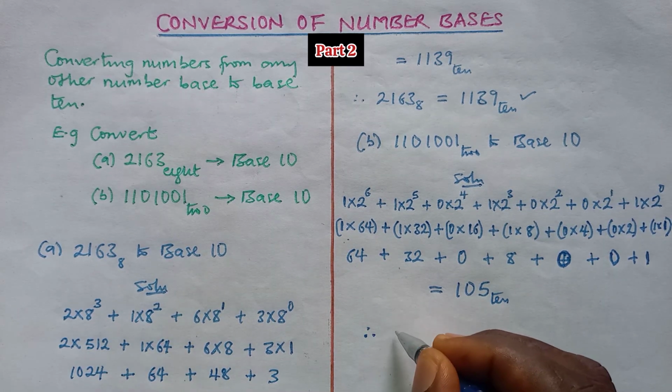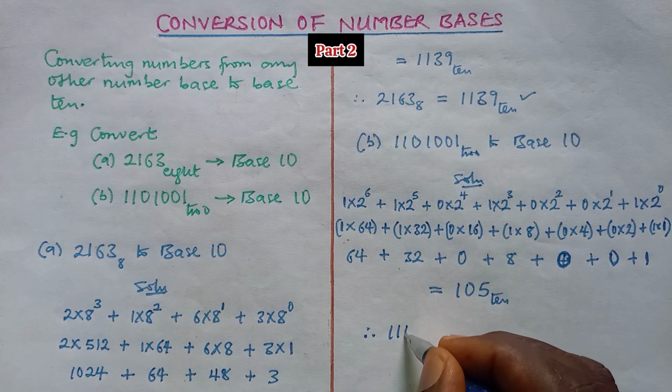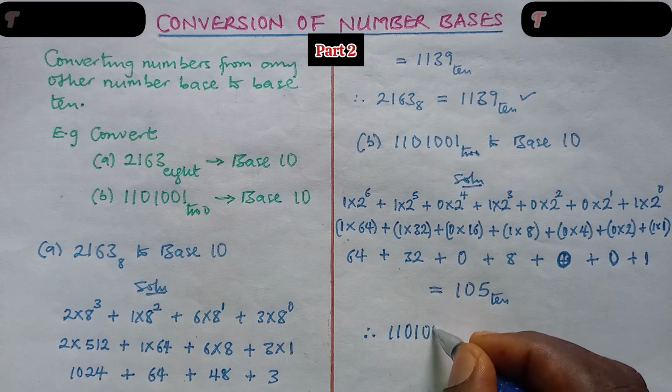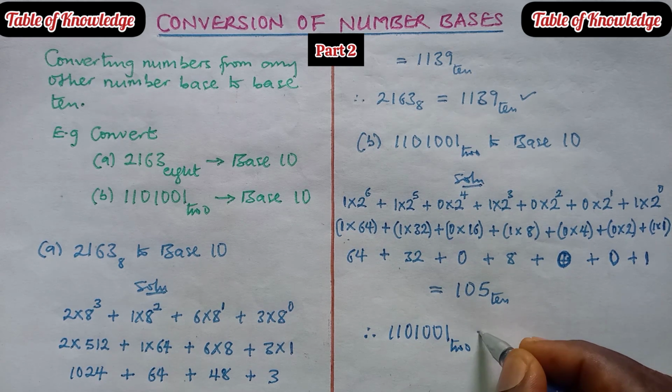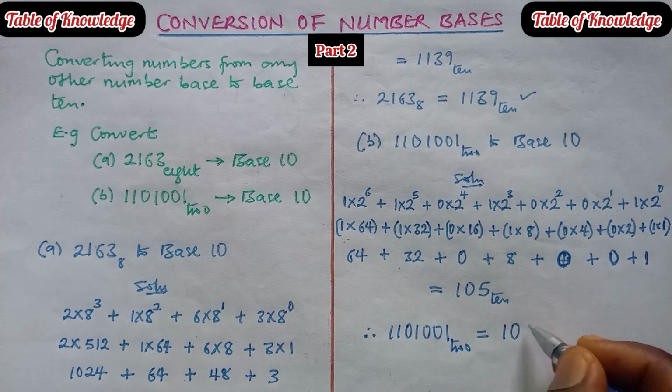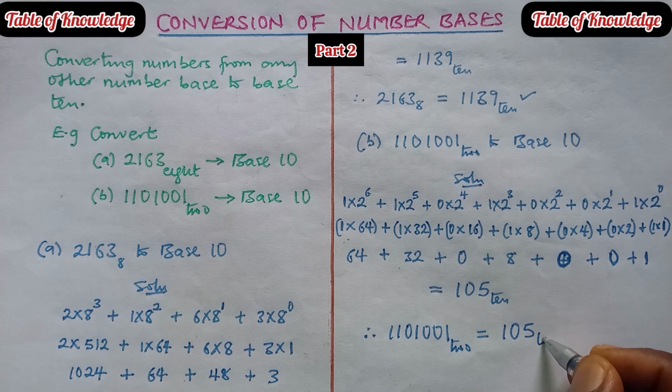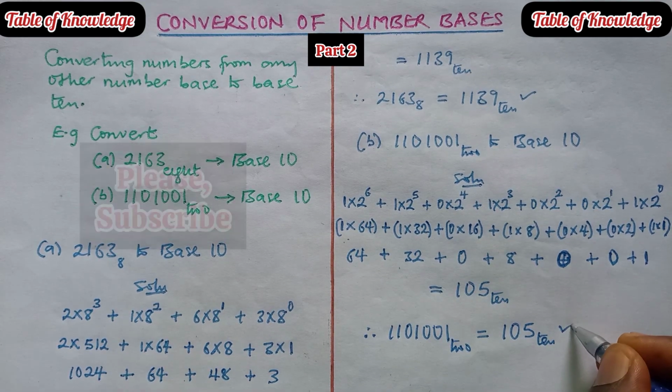Therefore, the binary number 1101001 in base 2 is equal to 105 in base 10. And this becomes the answer.